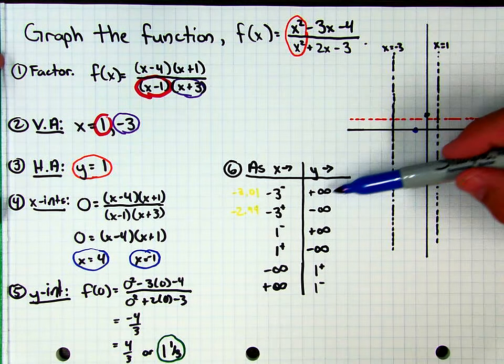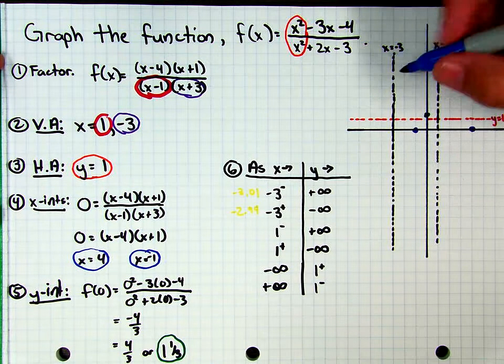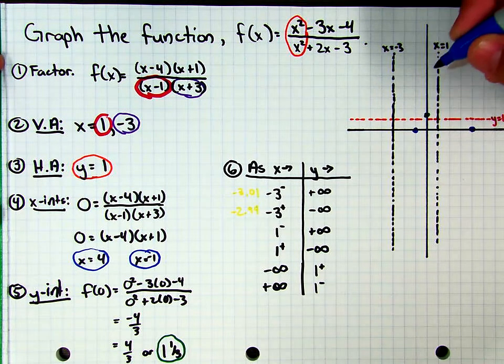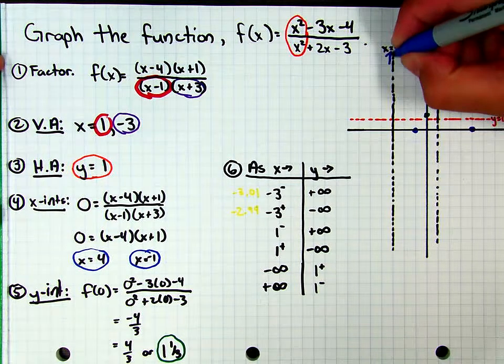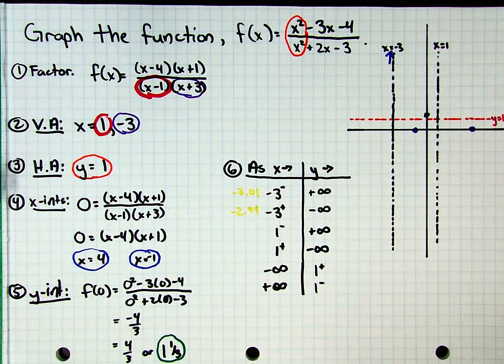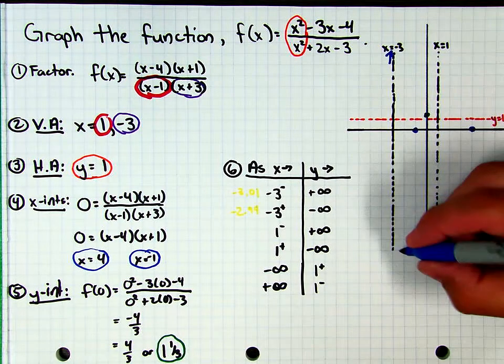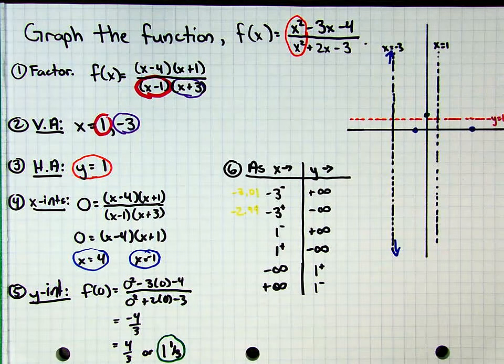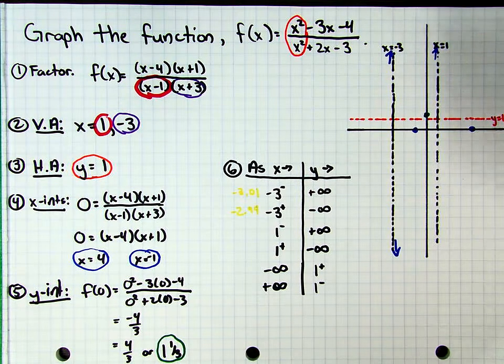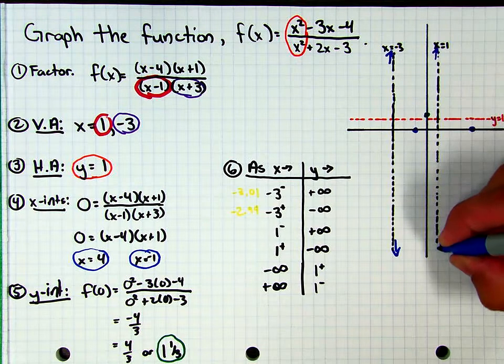So a little bit less than negative 3 would be on this side, and it's going to positive infinity, so it's going to go up like so, there's my arrow there, up to infinity. A little bit more than negative 3, it's going to go down to negative infinity. A little bit less than 1 goes to positive infinity, so this is going to be positive infinity. A little bit more than 1 is going to be negative infinity, so that's there.